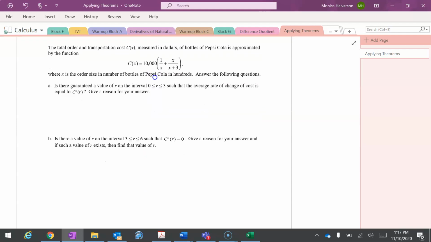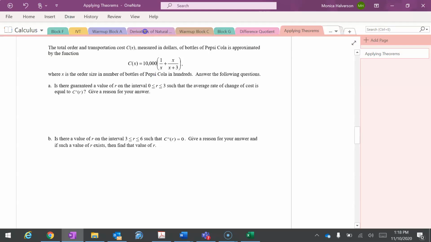The total order and transportation cost, measured in dollars, of bottles of Pepsi Cola is approximated by the function given, where x is the order size, the number of bottles of Pepsi Cola in hundreds. Question A asks, is there a guaranteed value of r on the interval 0 to 3 such that the average rate of change is equal to the first derivative?